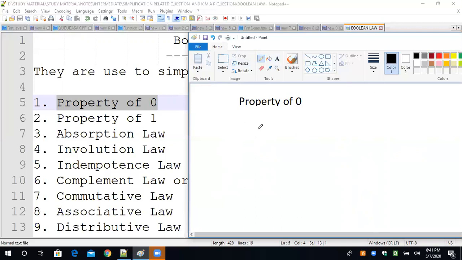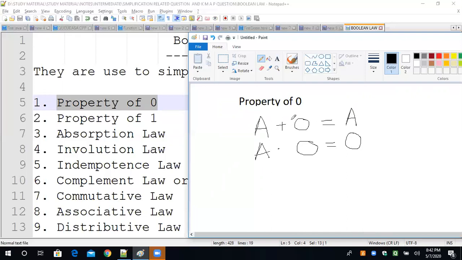Suppose anything added with the 0, A plus 0, or anything multiplied with the 0. According to the property of 0, anything added with the 0 will provide that thing, and anything multiplied with the 0 will provide the 0. This is basically the rule. Understand? So A plus 0 will become A.